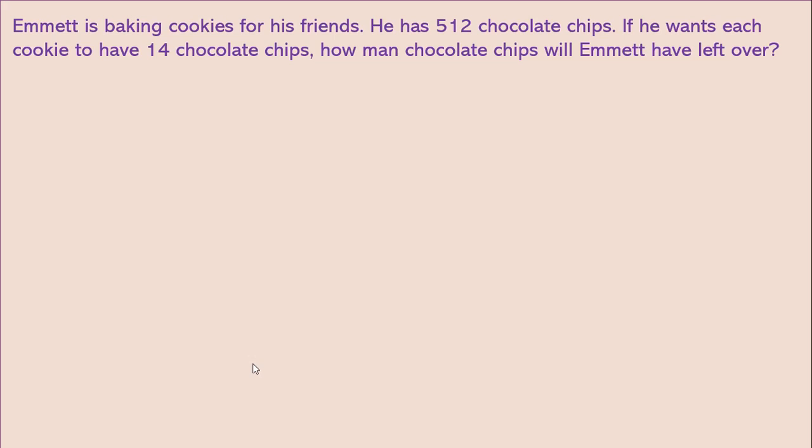Emmett is baking cookies for his friends. He has 512 chocolate chips. If he wants each cookie to have 14 chocolate chips, how many chocolate chips will Emmett have left over?